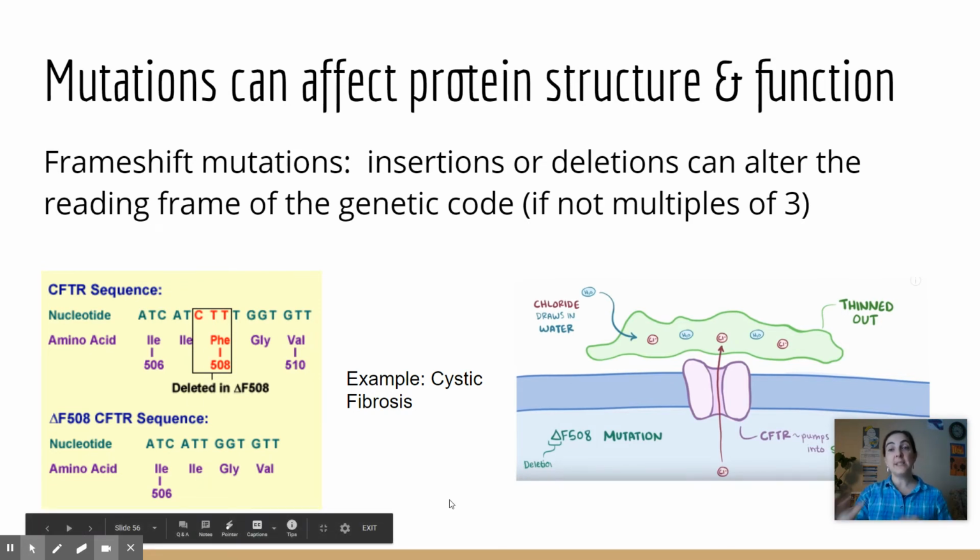In this case, since it is a base of 3, it actually doesn't change the rest of the sequence. You can see we still have glycine and valine, like the last couple amino acids are all the same. But we lost that one. We lost a phenylalanine amino acid in that polypeptide chain. And that mutation is actually enough in this case that this protein is not made correctly and does not function. It does not allow chloride ions to go through, which is what causes all of the symptoms of cystic fibrosis. So this is an example of a frame shift mutation.